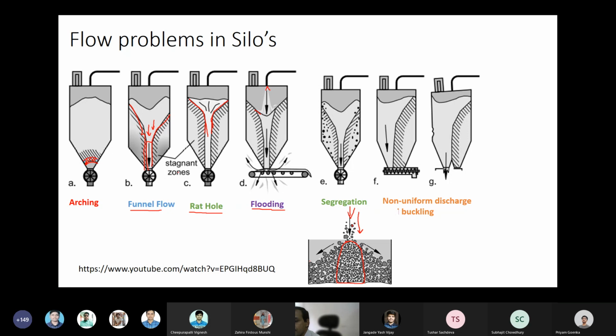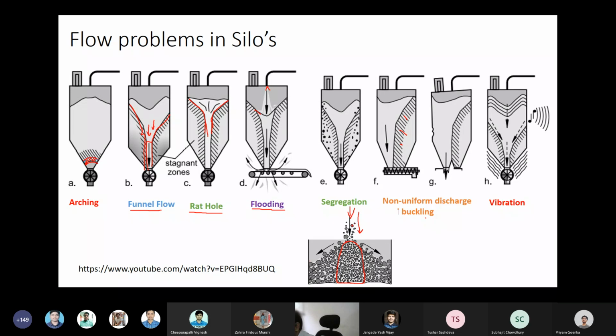Now, whenever there is segregation, another problem is non-uniform discharge. Let's say the segregation zone is formed this way. Then only the solids from this zone will come out, and all these other solids will become stagnant. And these suddenly will fall, and the whole silo can get broken, and that is called the buckling effect.